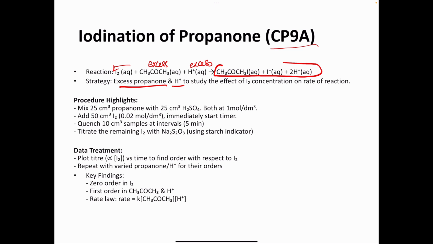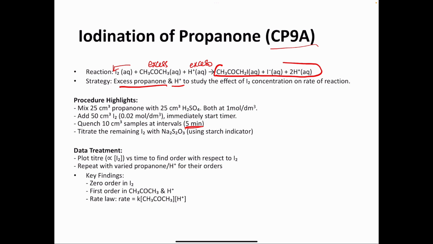So the procedure is you could mix 25 centimeters cubed of propanone with 25 centimeters cubed of the acid, both 1 mole per decimeter cubed, and then you add 50 centimeters cubed of iodine, 0.02 mole per decimeter cubed, and you start the timer immediately. As the reaction progresses, you're going to quench 10 centimeters cubed samples at regular intervals, this could be 5 minutes. You're going to take them off periodically and quench.